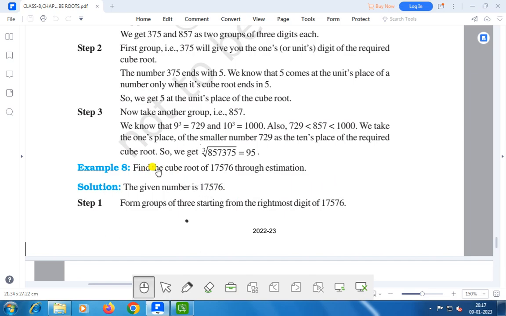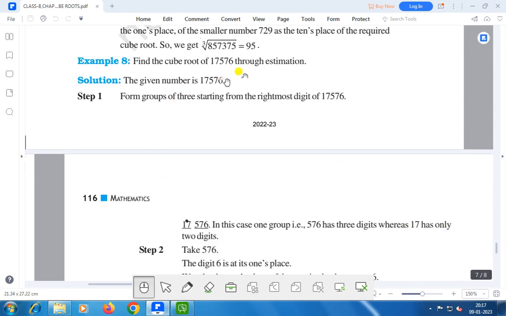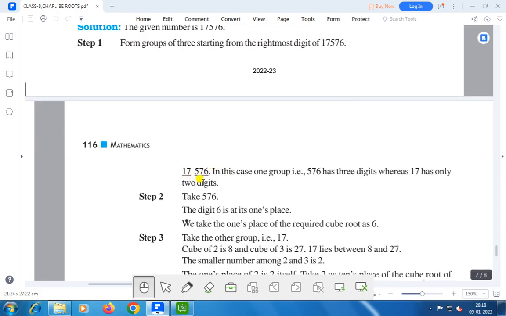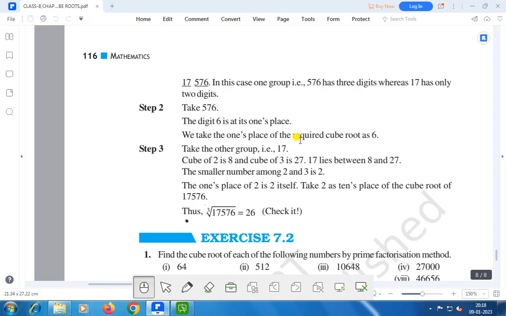Find the cube root of 17576 through estimation. The given number is 17576. Form groups of 3 starting from the rightmost digit: 17, 576. In this case, one group, 576, has 3 digits, whereas 17 has only 2 digits. Take 576. The digit 6 is at its ones place. So we take the ones place of the required cube root as 6.